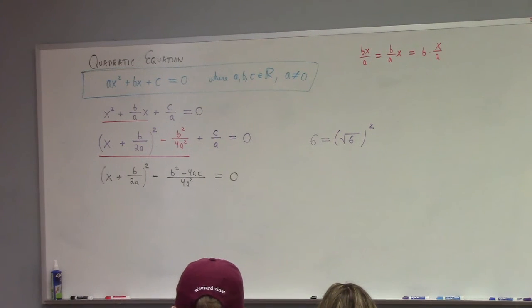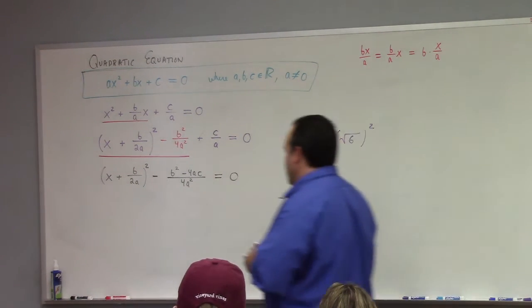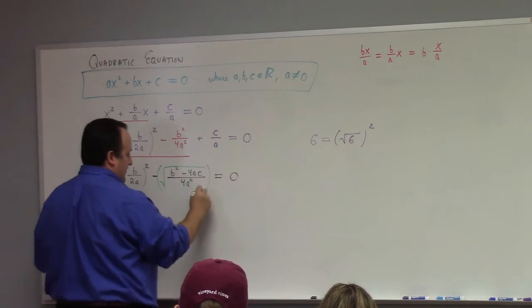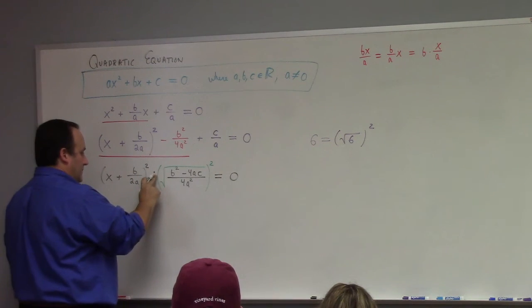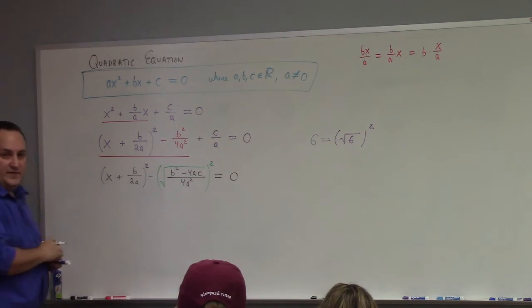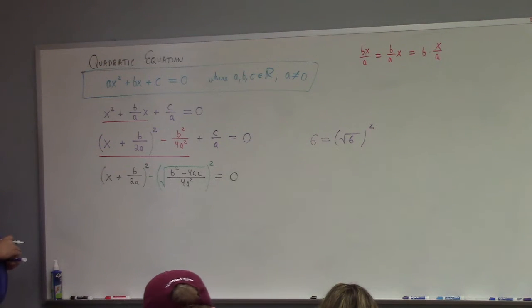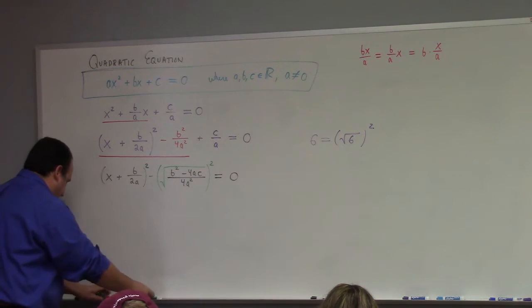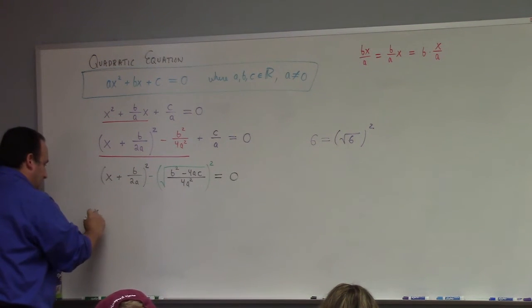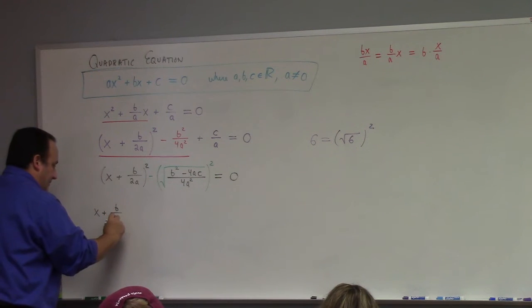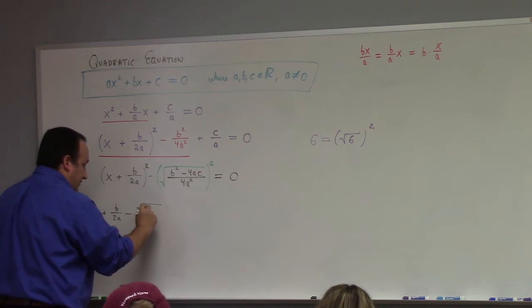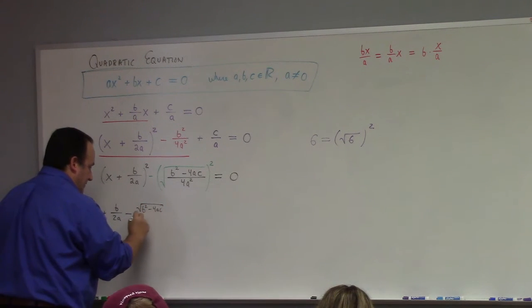Then what do I have after I do that? I have one of our favorite things, the difference of squares. And once I have the difference of squares, I can use the difference of squares formula to factor this. See, then this becomes x plus b over 2a minus the square root of b squared minus 4ac.